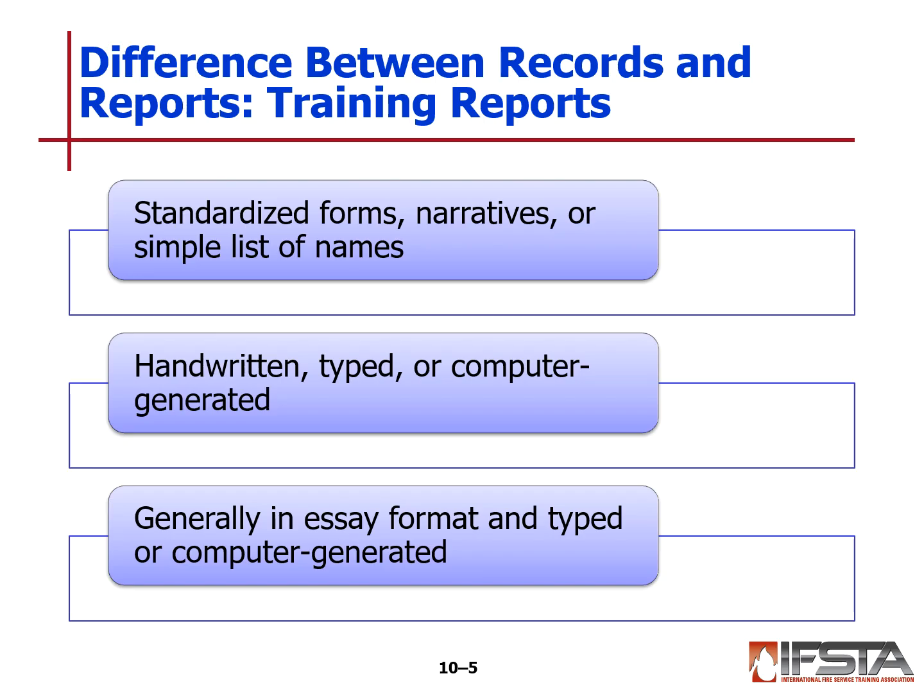These are normally standardized forms, narratives, or simple lists of names, handwritten, typed, or computer generated, generally in essay format and typed or computer generated. I would say today 85% are computer generated and 15% are still typed with a handwritten entry off a template.